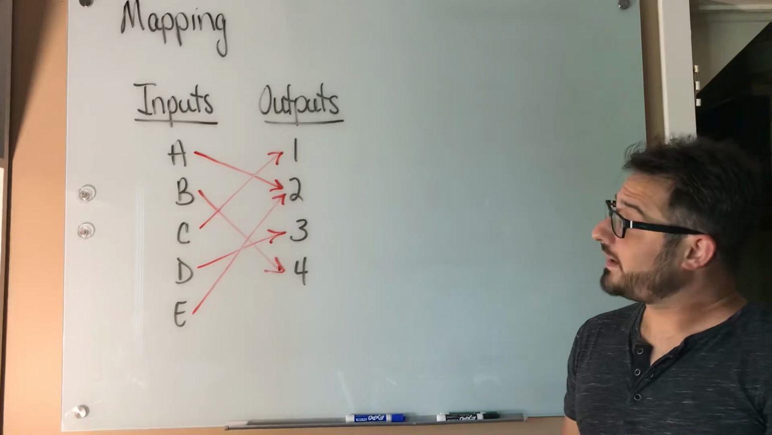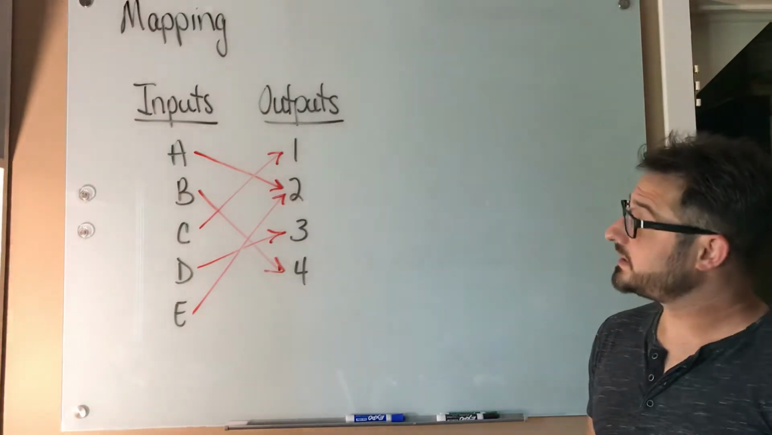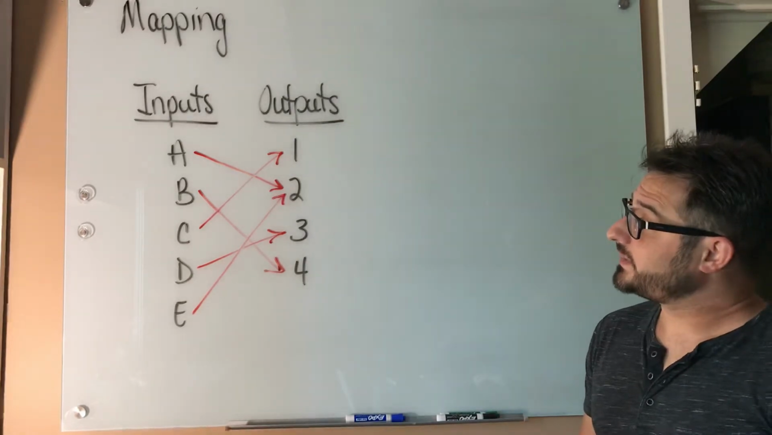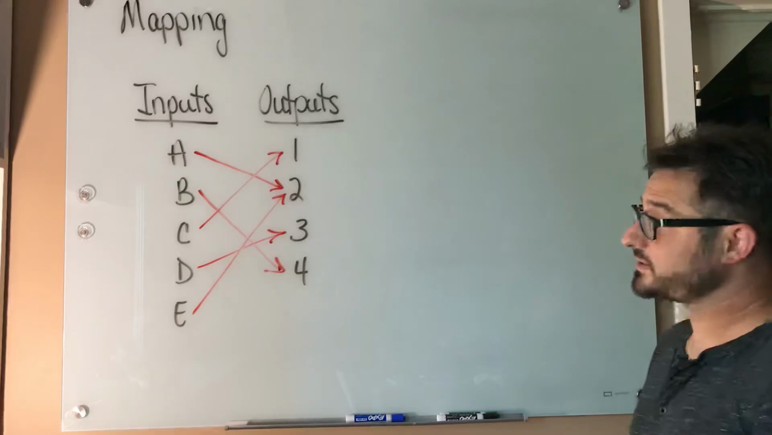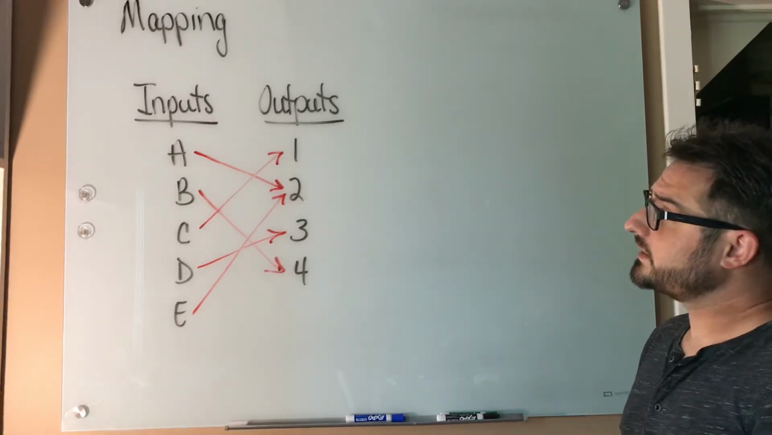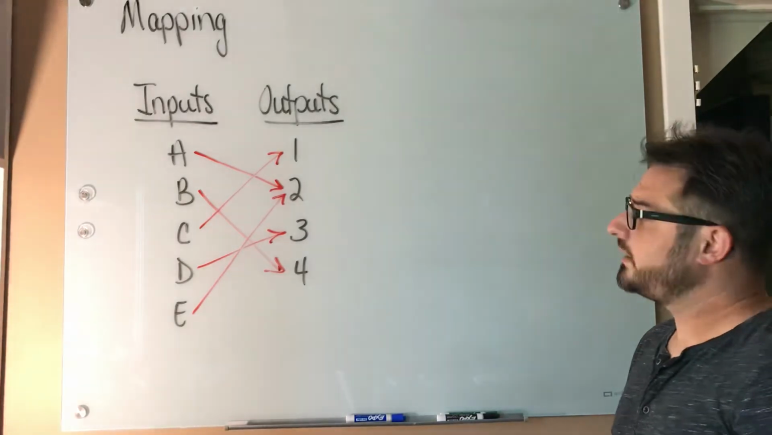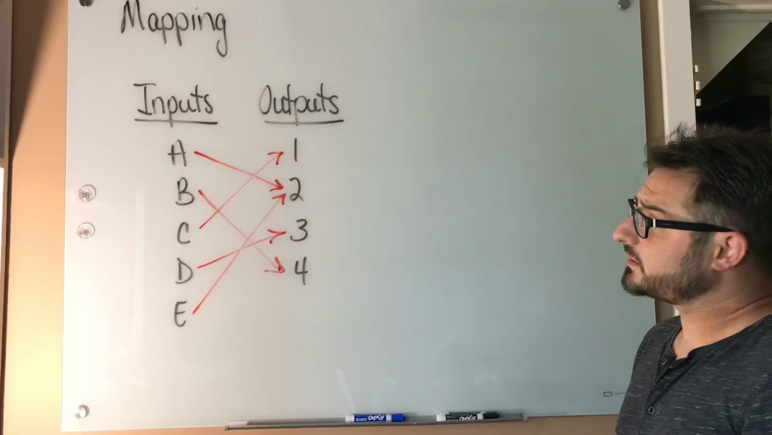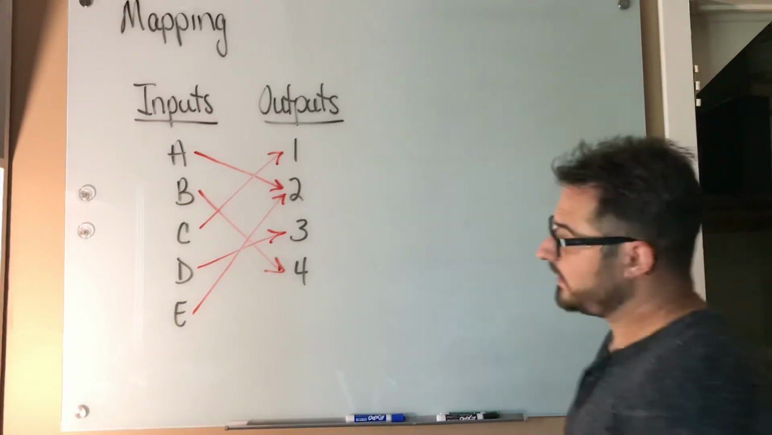Now, we may not know the relationship between them, what the rhyme or reason is. In this case, it would be impossible to define it mathematically because the input values are not numerical. So mappings can be useful if the list of inputs and the list of outputs are not terribly long, and particularly if they are non-numerical, because an equation would not suffice then.